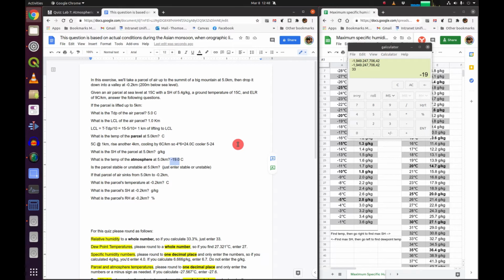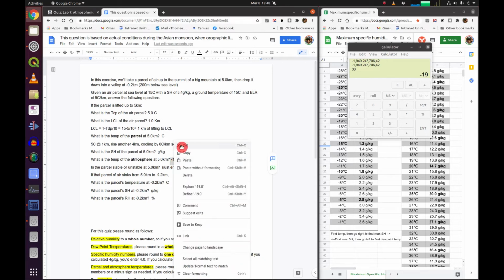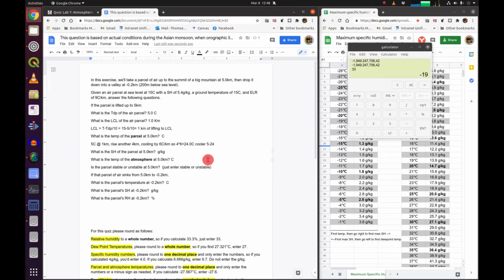I think I said I was going to do this, mistakes and all, but I'm just going to cancel this because I think I put that in the wrong spot. Never mind. Cut. So the temperature of the parcel is negative 19 degrees. Negative 19.0 Celsius. 5 minus 24 equals negative... I'm just going to start over.